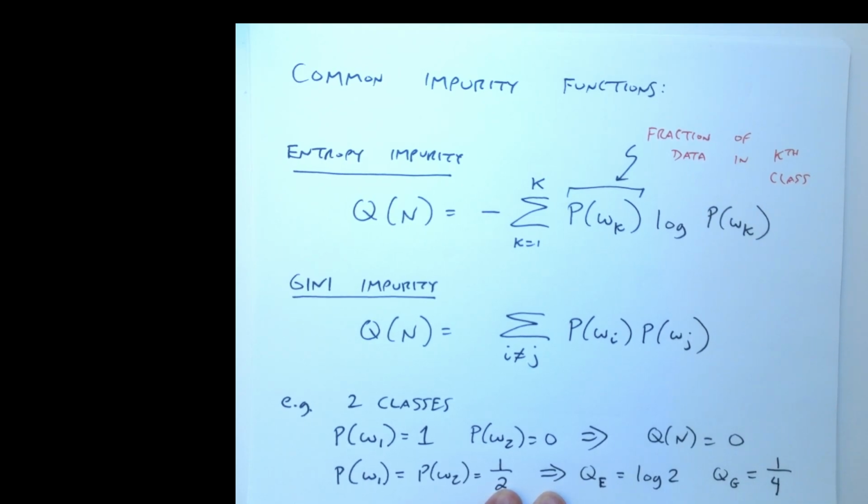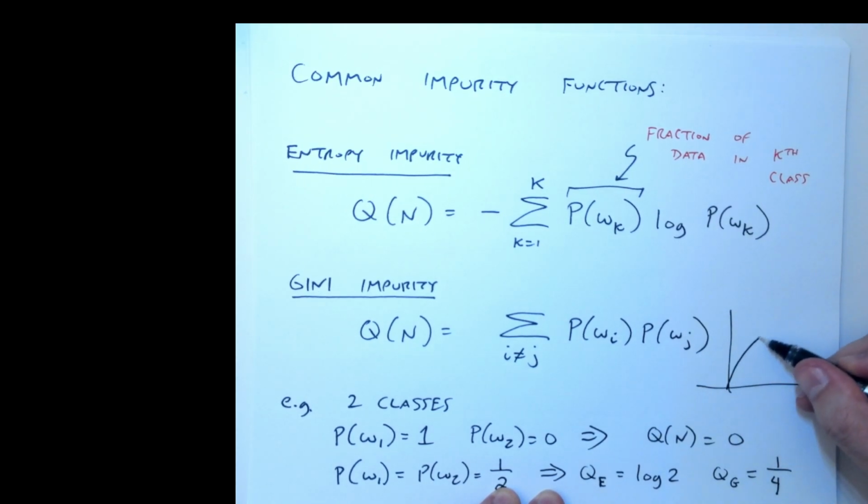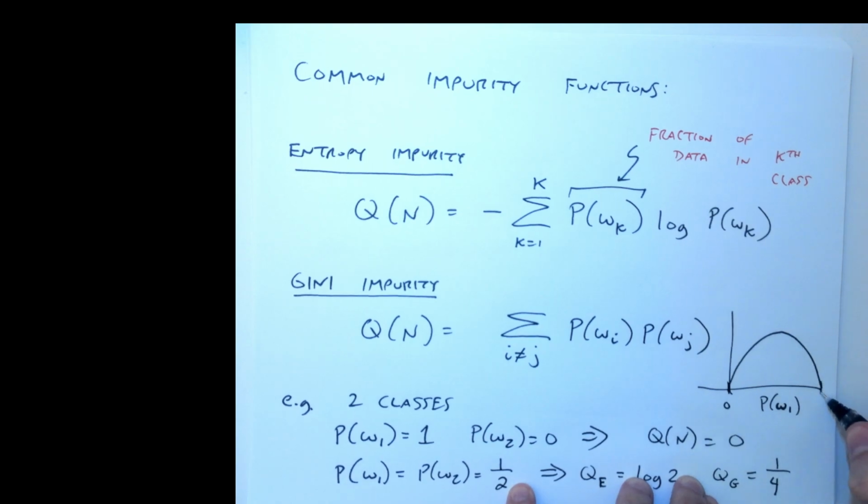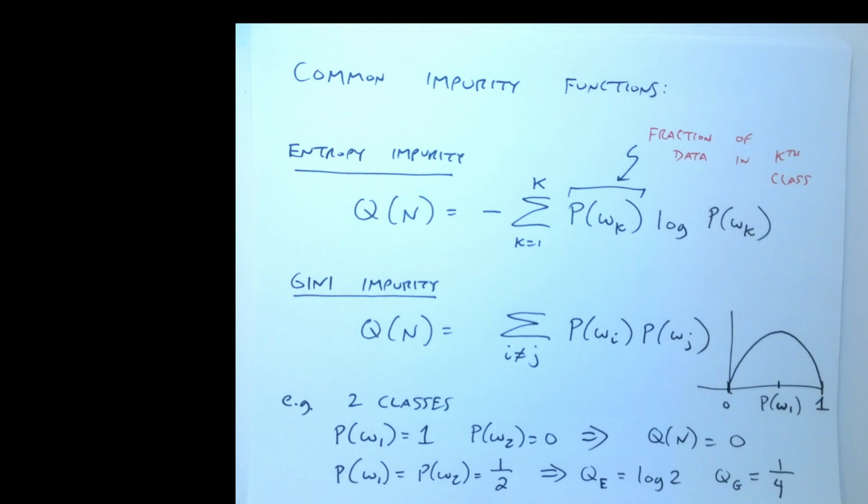So the scale is a bit different, but the whole point is that if I think about the proportion of class 1, both of these cases have a picture that looks like this, where it's minimized at the endpoints where things are certain and maximized in the middle where things are uncertain. So that seems like a pretty reasonable measure. Questions or comments about how this works?